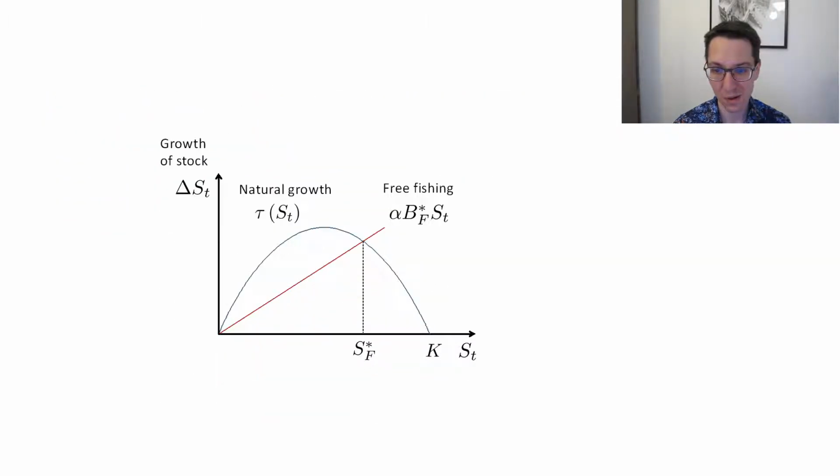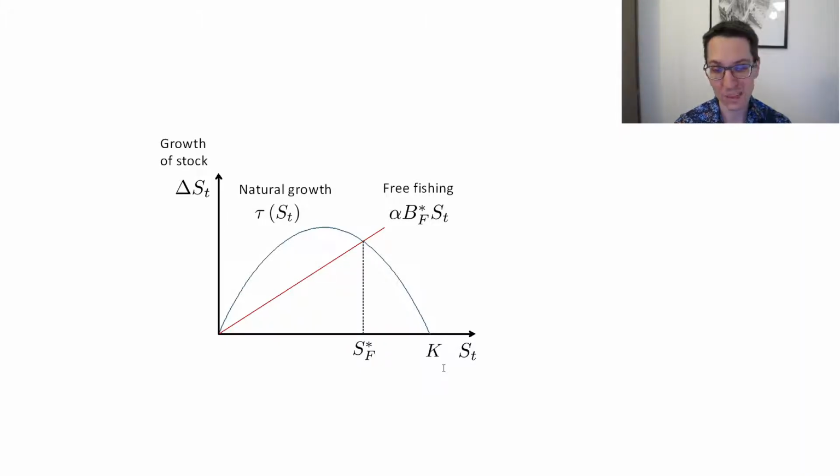Now let's go back to our important graph at the beginning. So this was the growth of the stock as a function of the stock of fish. And what did we know? Well, we knew that the natural growth was tau of S t, described by this parabola function. So if you have zero stock, then you don't grow. If you are at the natural carrying capacity of the ecosystem K, you don't grow either.